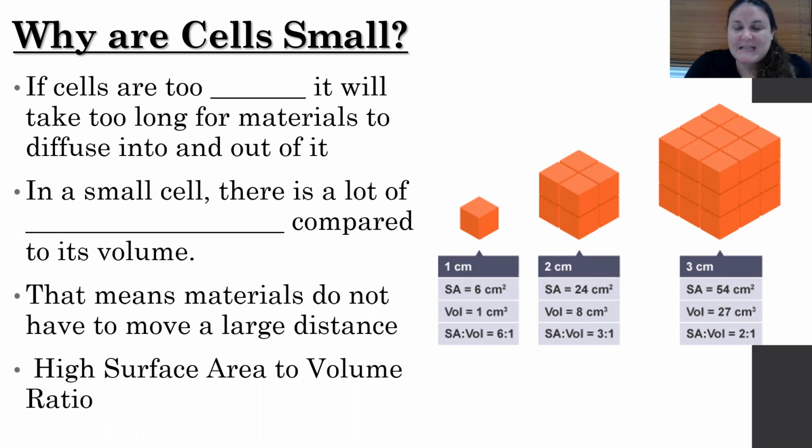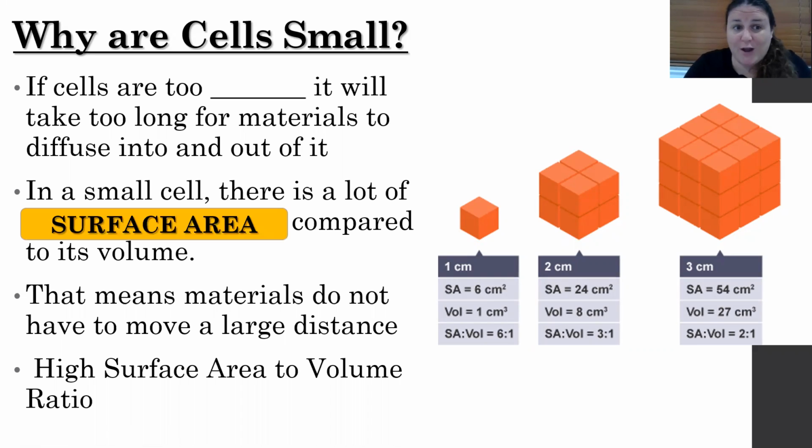Hi everybody, Mrs. Singerly here, and today we're going to be doing the last part of our cells lecture, which is going to be all about cell size. I don't know if you've noticed this, but we need a microscope to see cells. Cells are small, and you're probably asking yourself, Mrs. Singerly, why are cells small?